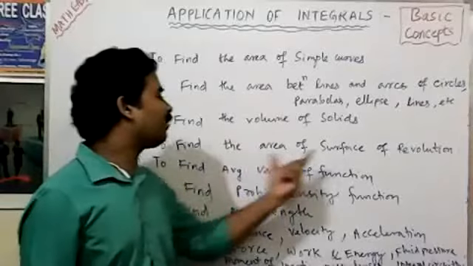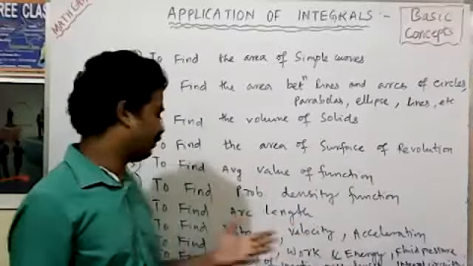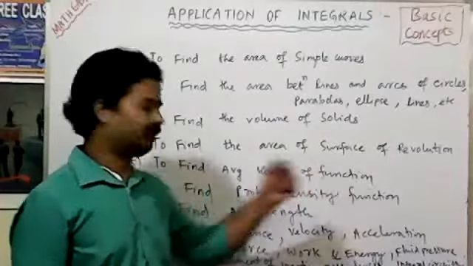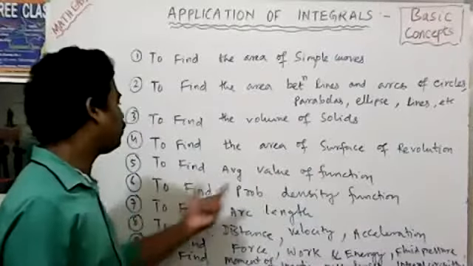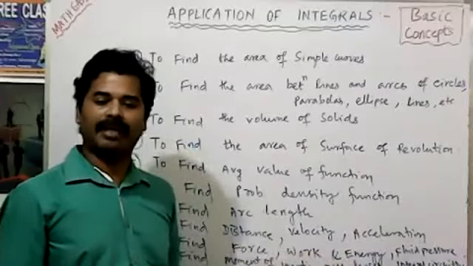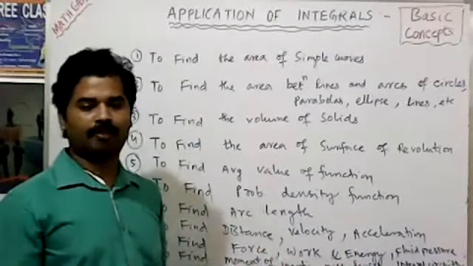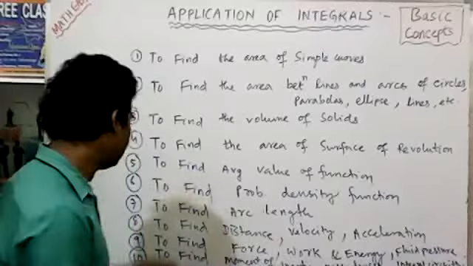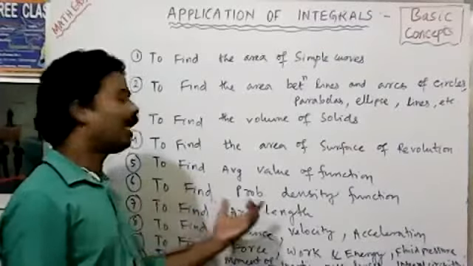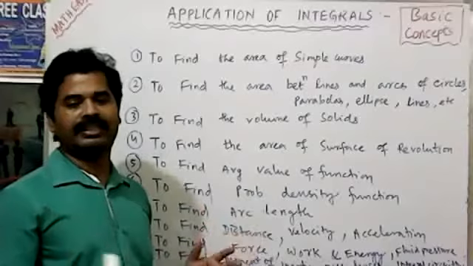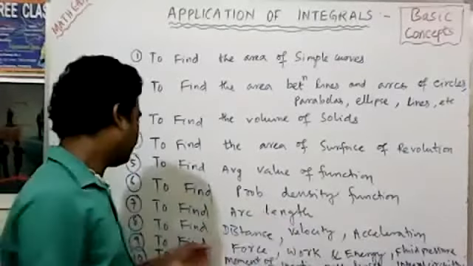also to find the area of the surface of revolution, also to find the average value of a function. You can find the probability density function or distribution function. You can find the mass function, etc. That means in the probability case you can apply the integral. Also you can find the arc length. Arc length can be found by using integration.